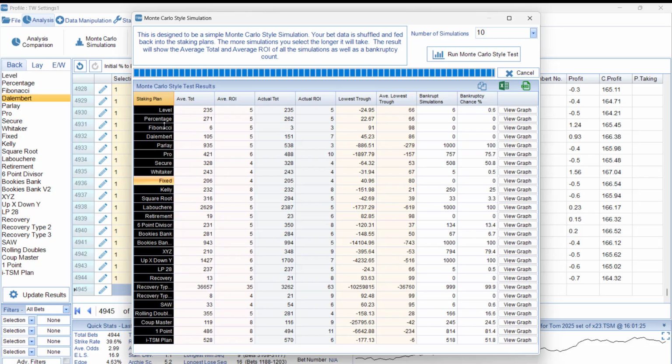Another important thing is some people consider progressive staking plans like Fibonacci or recovery plans. And when you look at how much of a bank you have to risk to get those results, I think it's inefficient. Like if you applied that same bank to just level stakes or to percentage, you'd make much more money. It'd be more efficient and you'd have less of a heart attack. So it's a really good way to see what works for your betting system.